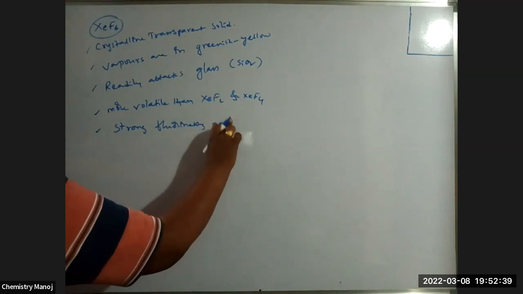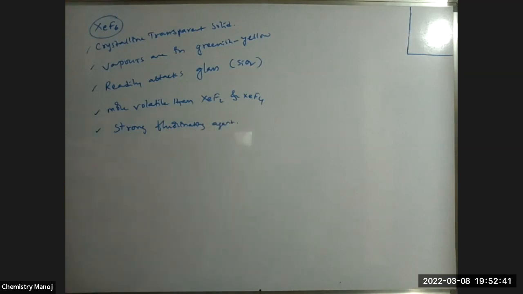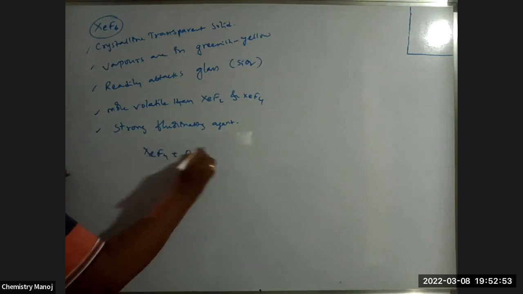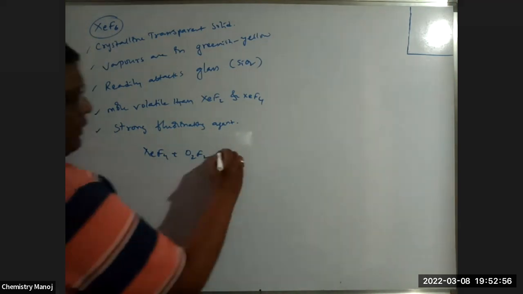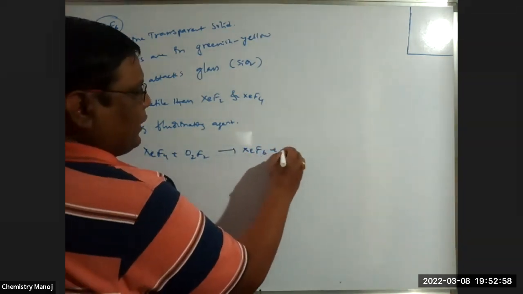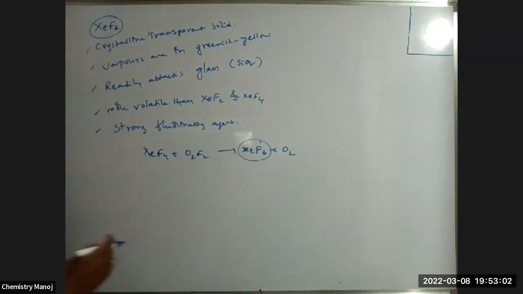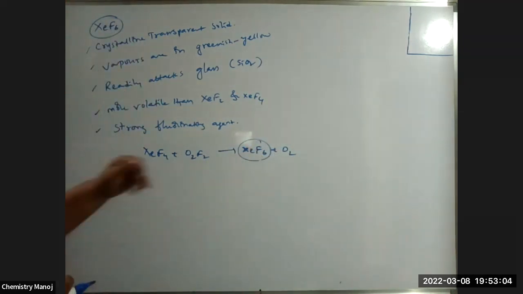Strong fluorinating agents, that is fluorine supplying agents. Now, some reactions here. See here, when XeF4 reacts with O2F2, my dear, that gives XeF6 plus O2. It is the most important preparation method of XeF6, and that is why I am writing it here.